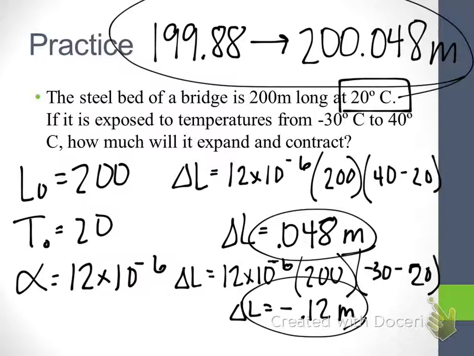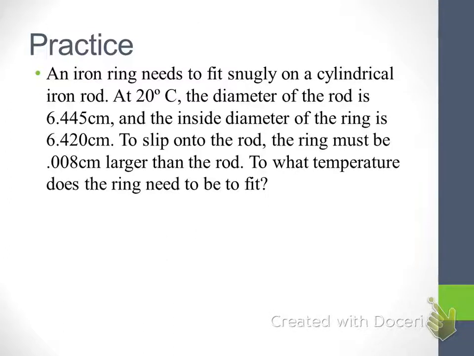Yeah, it doesn't get negative 30 all that often. Okay. Just think about this. Can we leave it in centimeters? No?